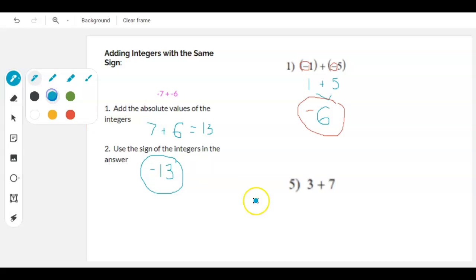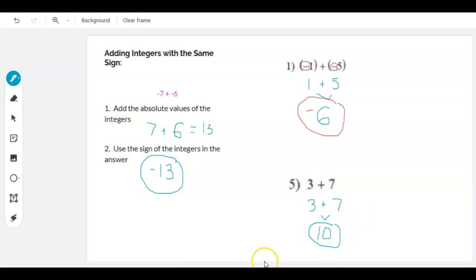Okay, looking at 5, this time they're both positive. This works just like you think. The absolute value of 3 is still 3. The absolute value of 7 is still 7. So I can add them just like normal to get my 10. Okay, try the ones on your paper and then come back for part 2.